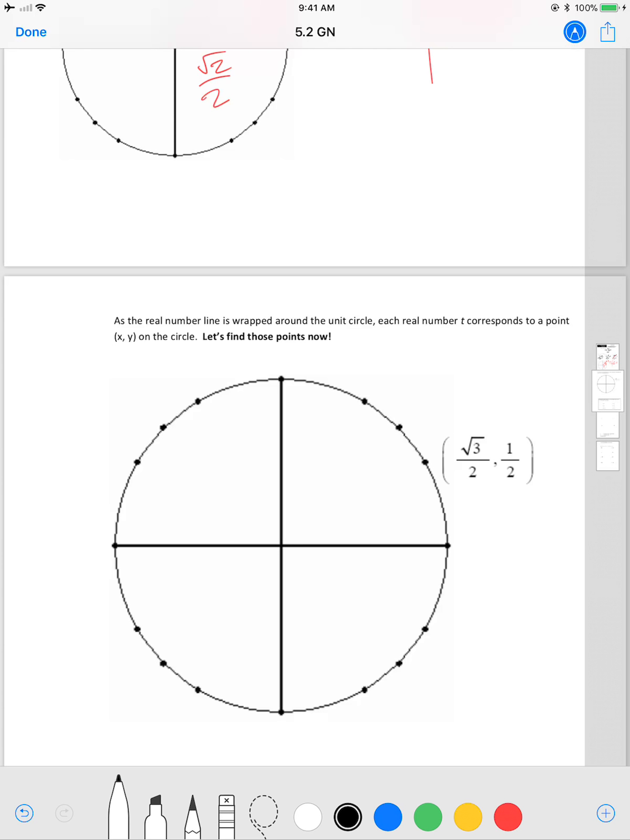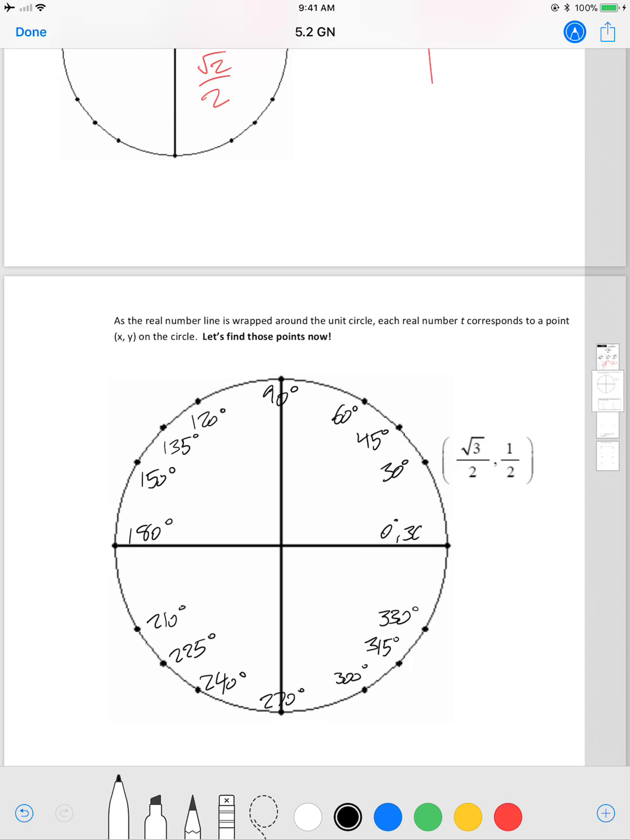So I'm going to start with angles. So this was 30 degrees. Here, I'll do degrees first. 30 degrees, 45 degrees, 60 degrees, so 0, 90, 120, 135, 150, 180, 210, 225, 240, 270, 300, 315, 330, and 360, back at where we started.